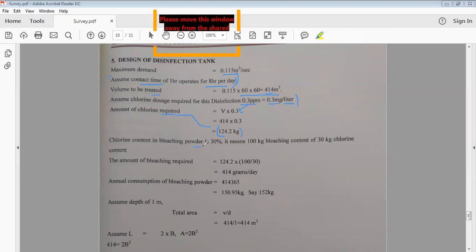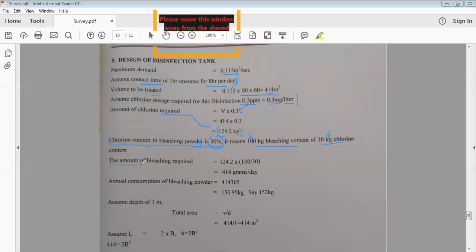Next, as you know, 30% of chlorine this bleaching powder has. It means 100 kg bleaching bag contains 30 kg of chlorine. Right? If you buy 100 kg of bleaching powder bag, it only contains 30 kg of chlorine in it. So that is what 30% of chlorine means. So we estimate this in lab. One experiment we have on this, right? So available chlorine of bleaching powder, that concept is coming here.